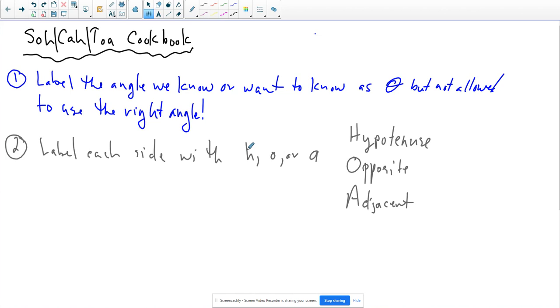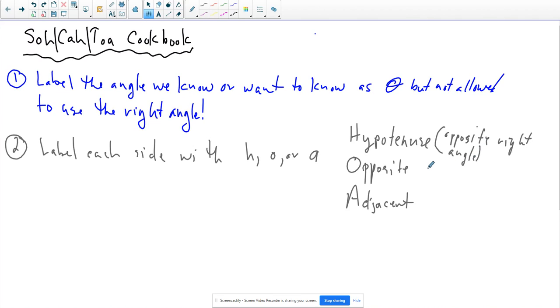And we use the theta to dictate where our O and our A go. H is always going to be easy. H is always going to go in the hypotenuse. So that's located opposite the right angle. So I'm going to put that in over here. So hypotenuse is always going to be opposite the right angle.